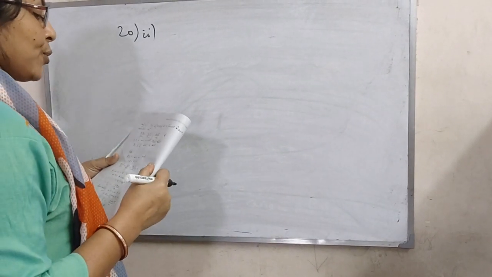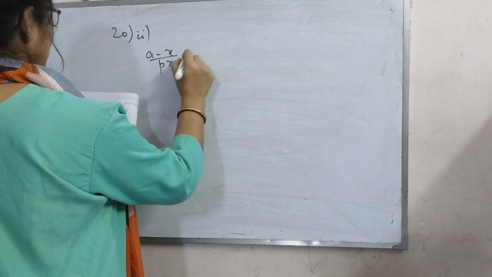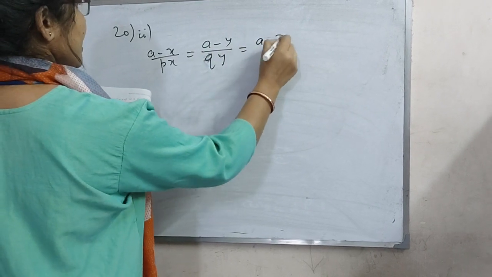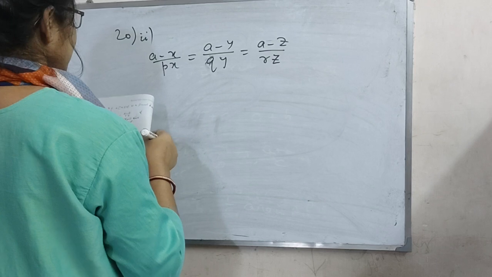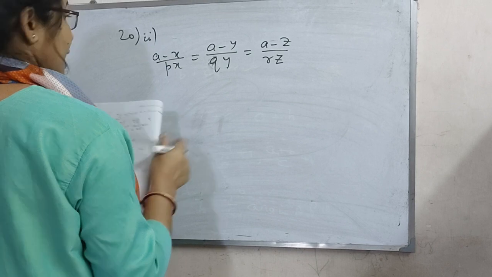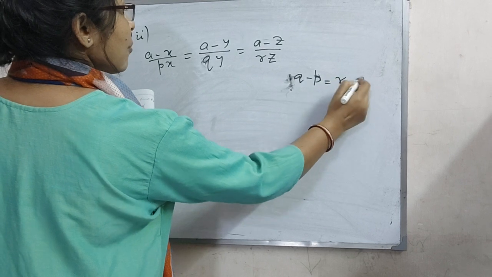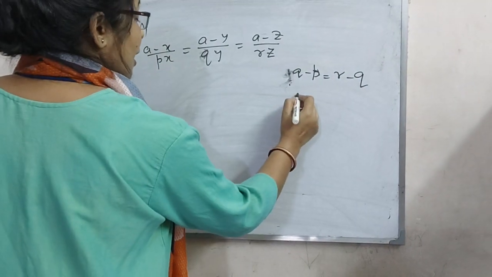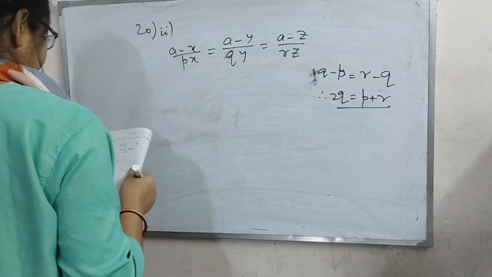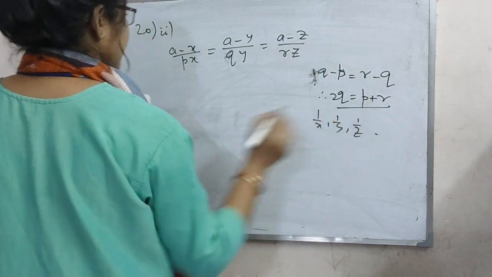If a is not equal to 0, a fixed number, and (a minus x) by px equals (a minus y) by qy and (a minus z) by rz, and this is equal to this. If p, q, r are in AP, that means q minus p equals r minus q. Otherwise I can write 2q equals p plus r. Show that 1 by x, 1 by y, 1 by z are in AP.